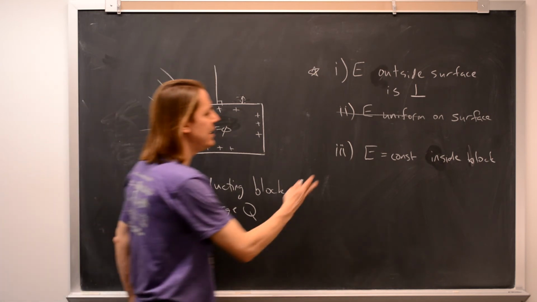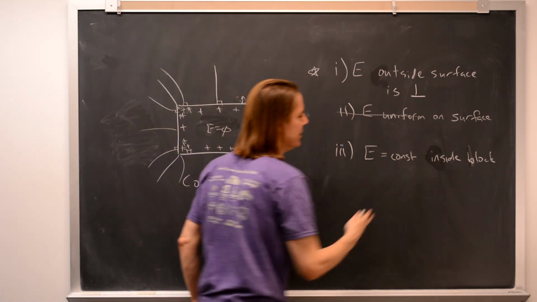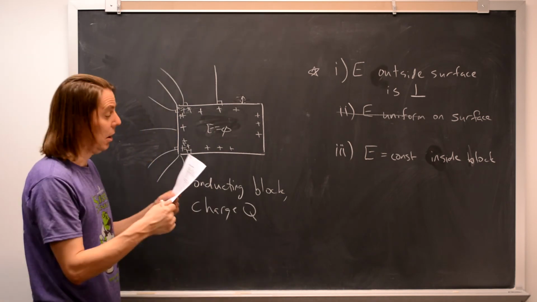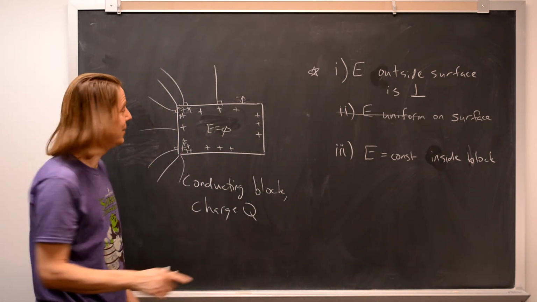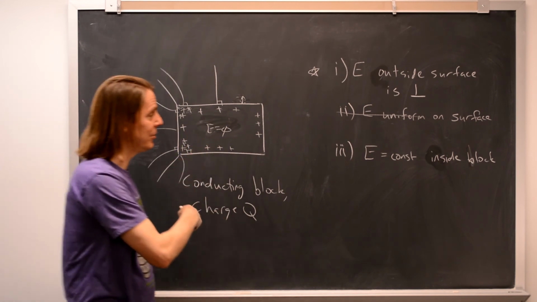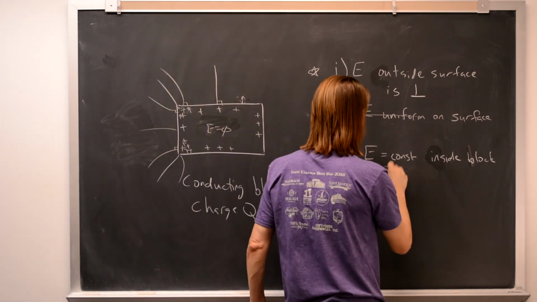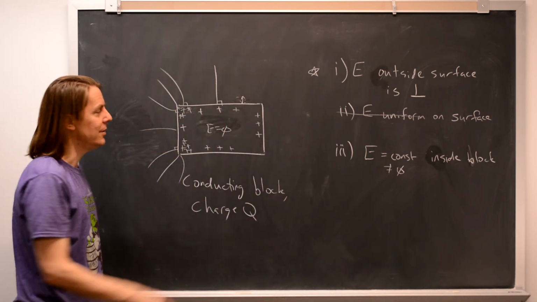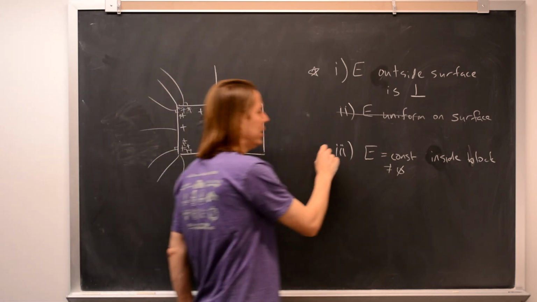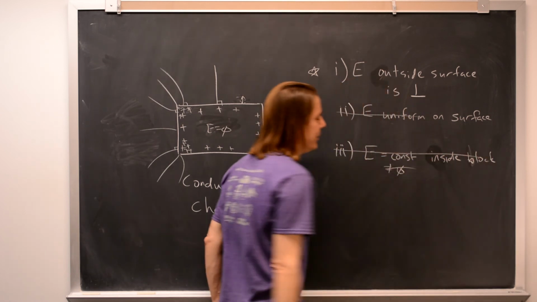And finally, the E field is a constant inside the block. Well, you've got to read carefully. It actually says it's a non-zero constant. It is true that it is a constant, but that constant must be 0. E is constant, but E does not equal 0 inside the block, and that is not true. The E field is actually, numerically, quantitatively 0 inside the block.